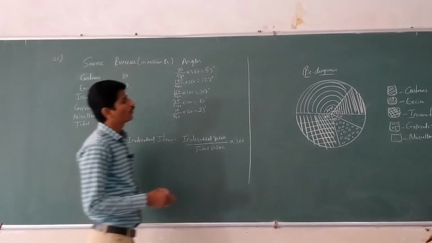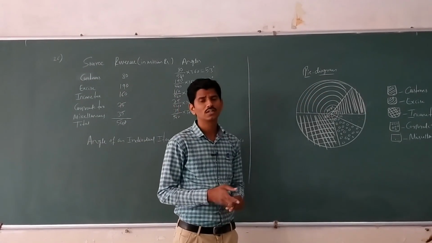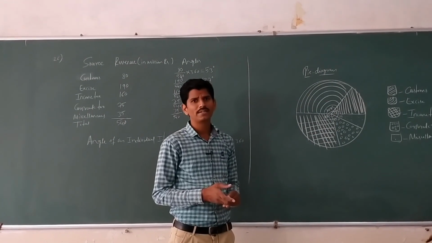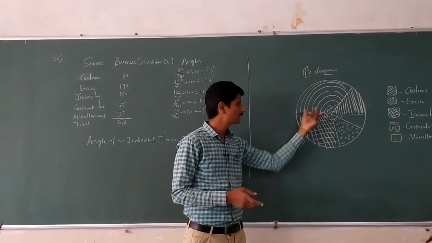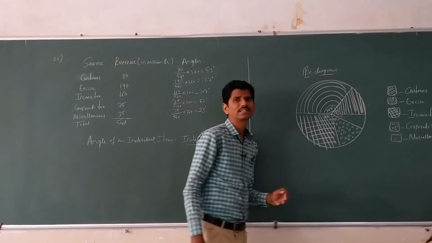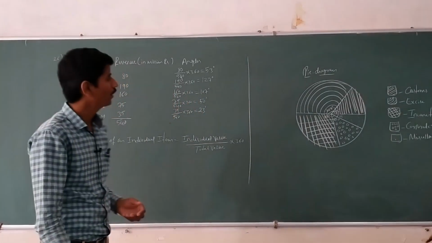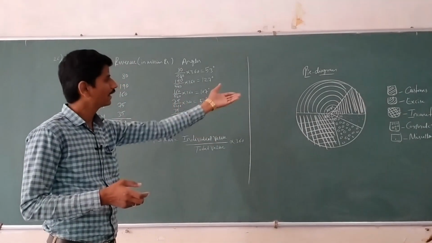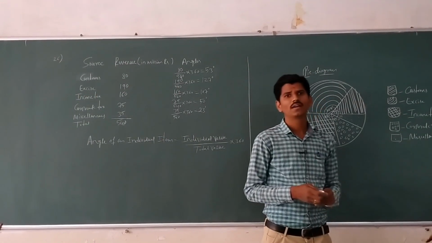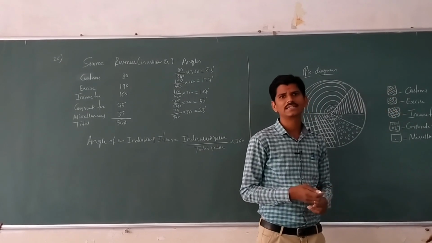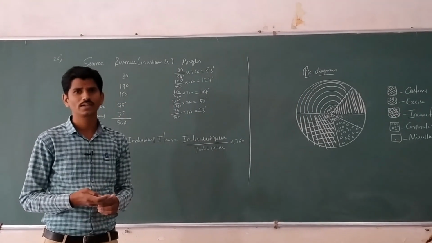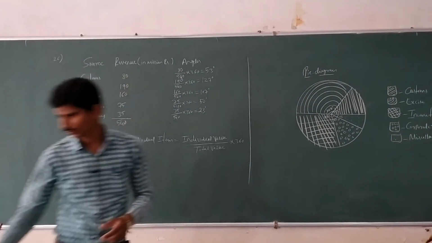Okay, and you have to draw a circle. The circle is divided into segments to represent the components. To distinguish the components, shading or colorings etc. are to be used, and an index is provided for easy reference. Okay, it is about the pie chart.